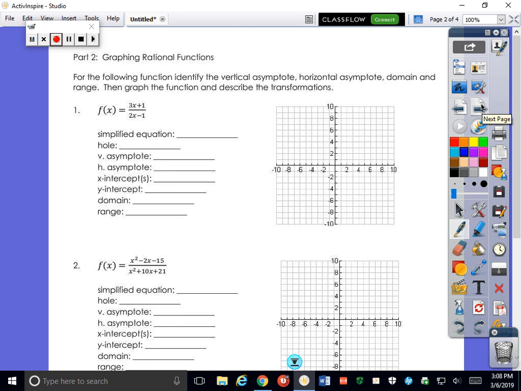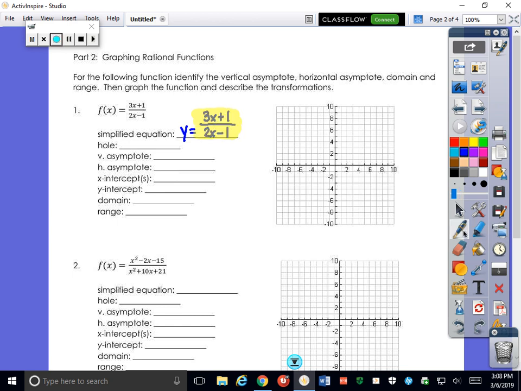Okay, part 2, graphing rational functions. So on all of these, remember that you have to simplify the equation first. So the first thing you're always going to do is factor. If you look at the first one, there is nothing that can be factored out of 3x plus 1, and there's nothing that can be factored out of 2x minus 1. So that is the simplified equation. Now we are going to use the simplified equation for all the rest of the answers.